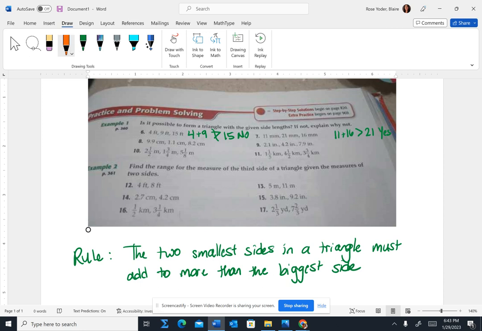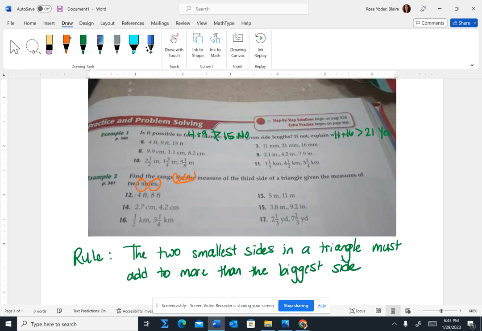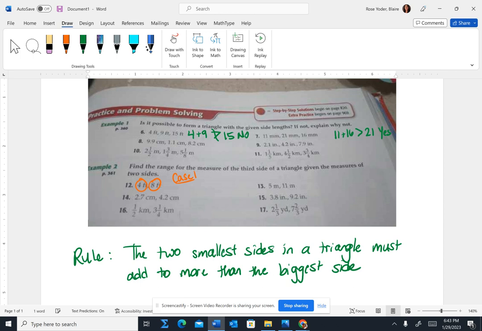The second batch is a little bit more complicated because you kind of need to think of two cases. Case number 1 is, what if 4 and 8 are the two smallest sides of the triangle? 4 and 8 have to add up to more than the biggest side. So 12 has to be more than the biggest side. So case number 1 is, the biggest side needs to be less than 12.